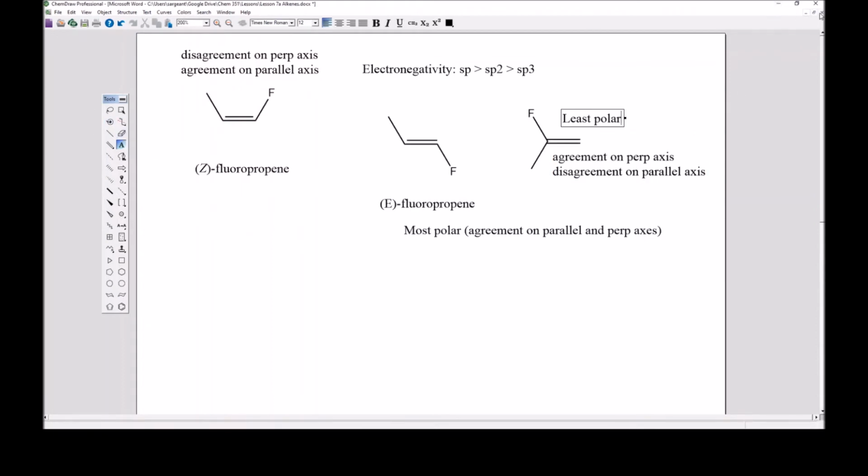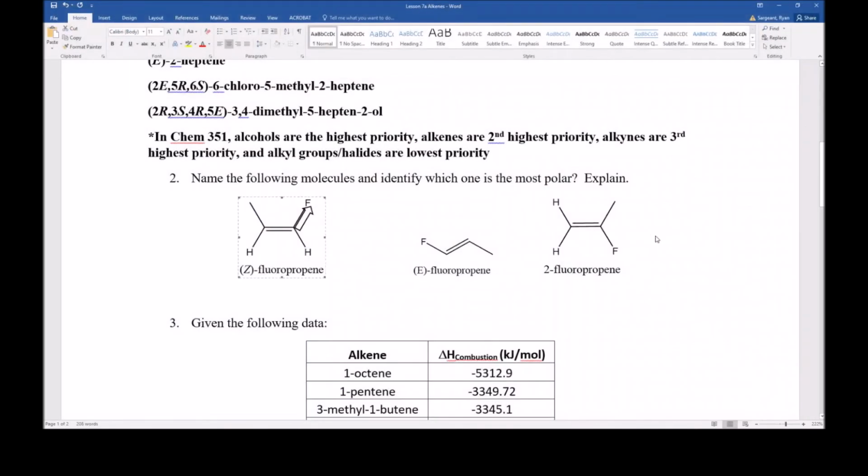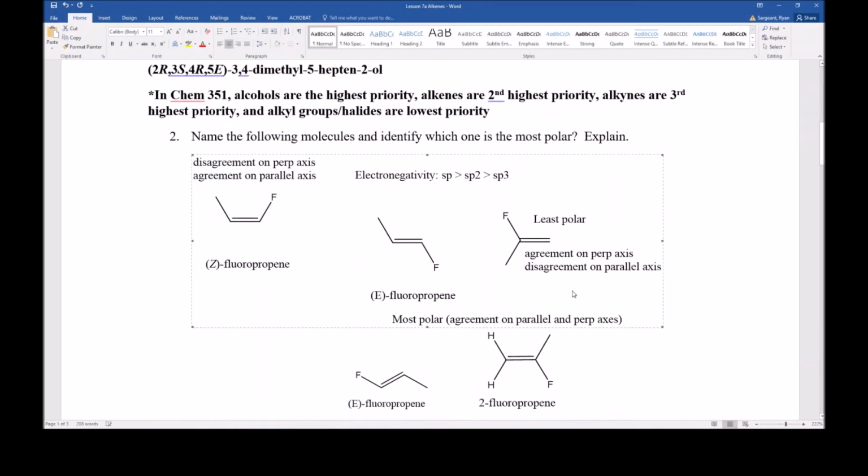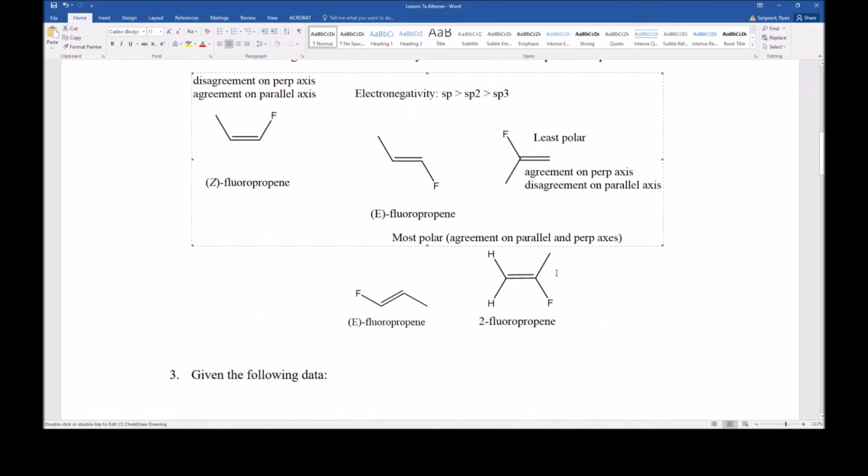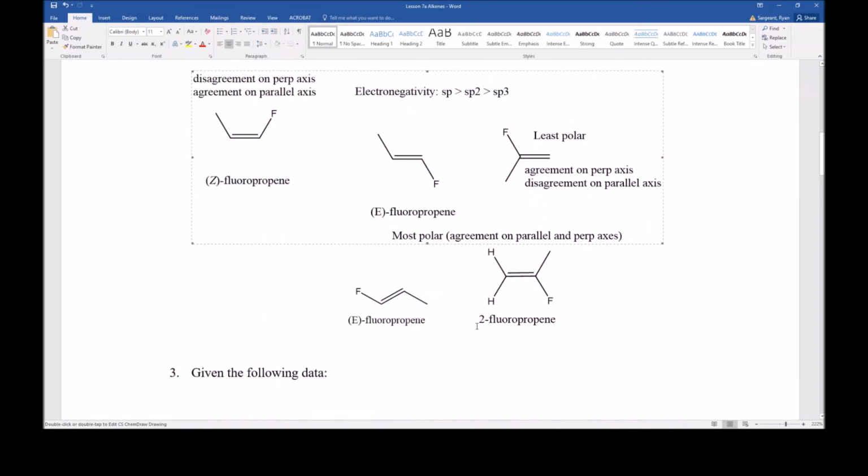So, let's see. Did ChemDraw... Oh, let's see what's going to happen when I close this. Oh, yeah. Now it made a mess. Oh well. We're going to leave that alone.